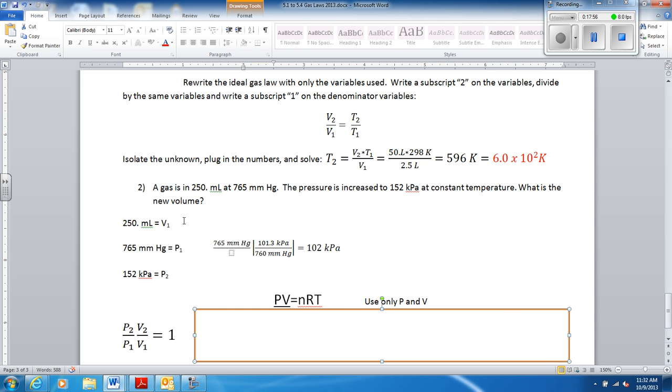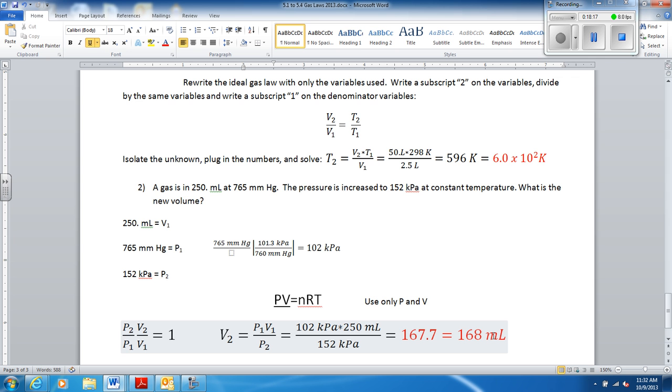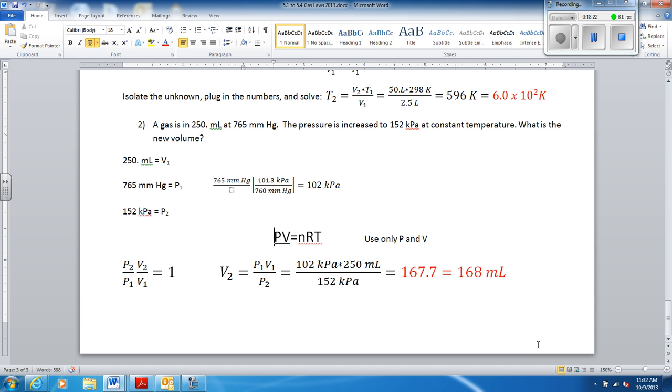Isolate the unknown. What's the unknown? Let's see, we must be missing V2. What is V2? The new volume. So we're going to isolate V2. You should pause and do that on your own. And hopefully you got this: P1 V1 over P2. Plug in our values, keep the right number of sig figs, and you get 168 milliliters.